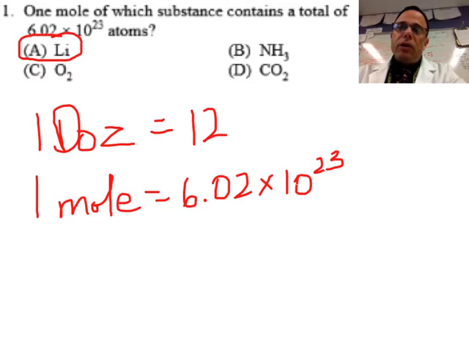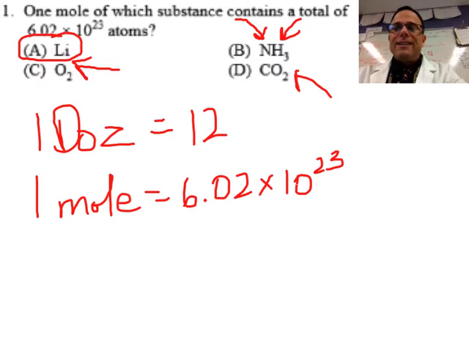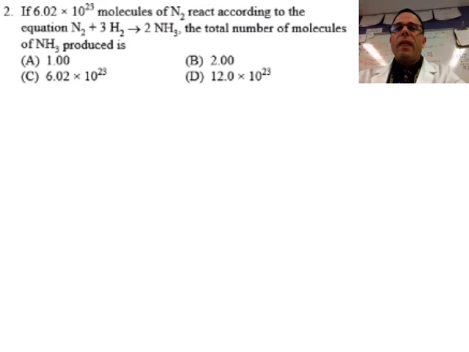If we were to take a look at choice B, we would notice that we have 1 mole of nitrogen with 3 moles of hydrogen for a total of 4 moles. Choice C has 2 moles of oxygen, while choice D has 1 mole of carbon with 2 moles of oxygen. So that again confirms our answer is choice A.